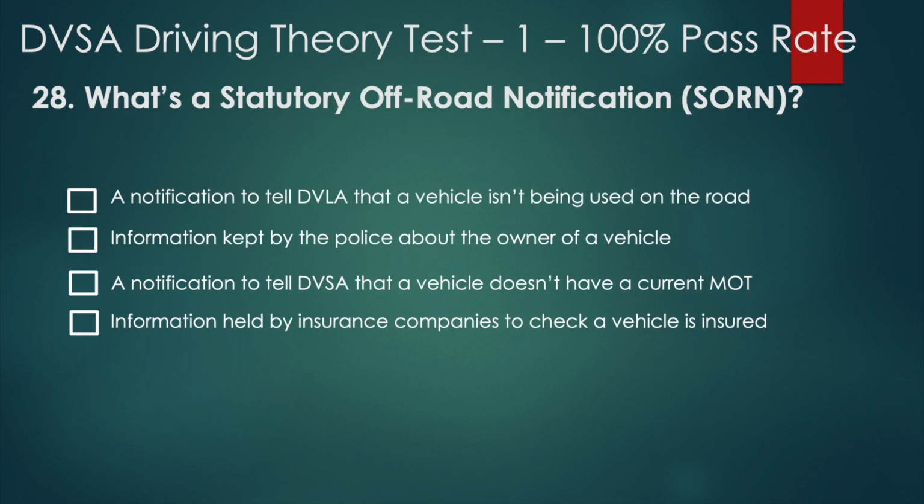7 days. 28. What's a statutory off-road notification, also known as SON? A. A notification to tell DVLA that a vehicle isn't being used on the road. B. Information kept by the police about the owner of a vehicle. C. A notification to tell DVSA that a vehicle doesn't have a current MOT. D. Information held by insurance companies to check a vehicle is insured. And the answer is A. A notification to tell DVLA that a vehicle isn't being used on the road.